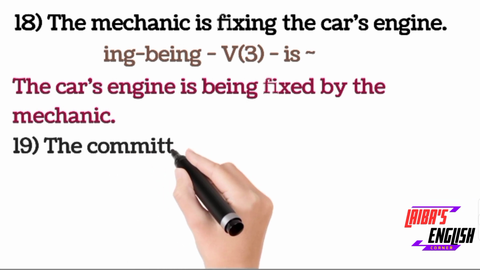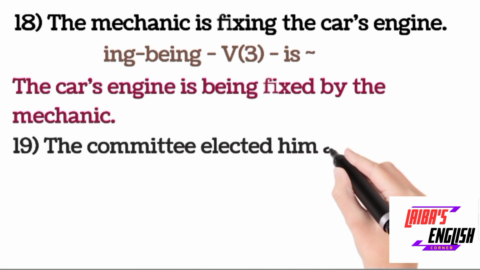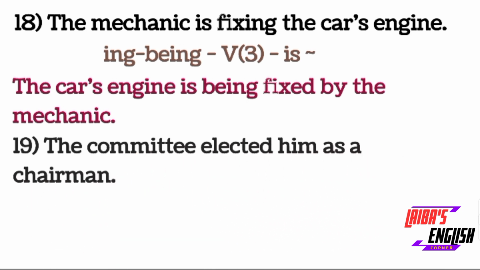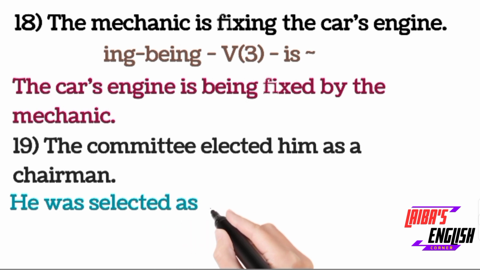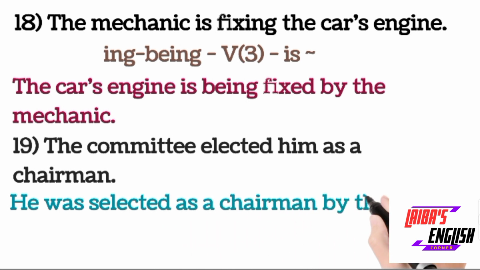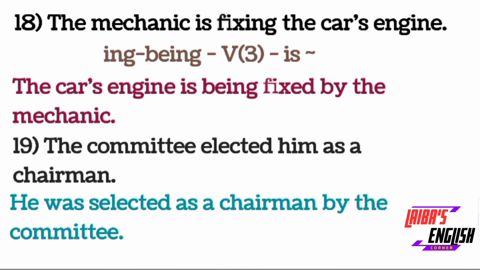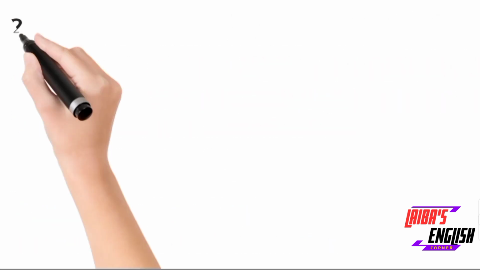19th example is, the committee elected him as a chairman. So ed is used, so when ed is used, we will use was as a helping verb. So he was elected as a chairman by the committee.